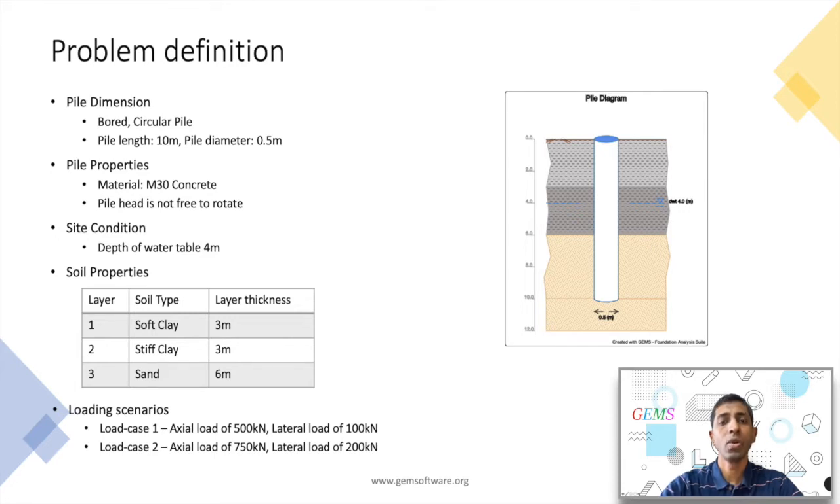We will try 2 loading scenarios. Load case 1, an axial load of 500 kN and lateral load of 100 kN applied on the top of the pile. Load case 2, an axial load of 750 kN and a lateral load of 200 kN applied at the pile head.